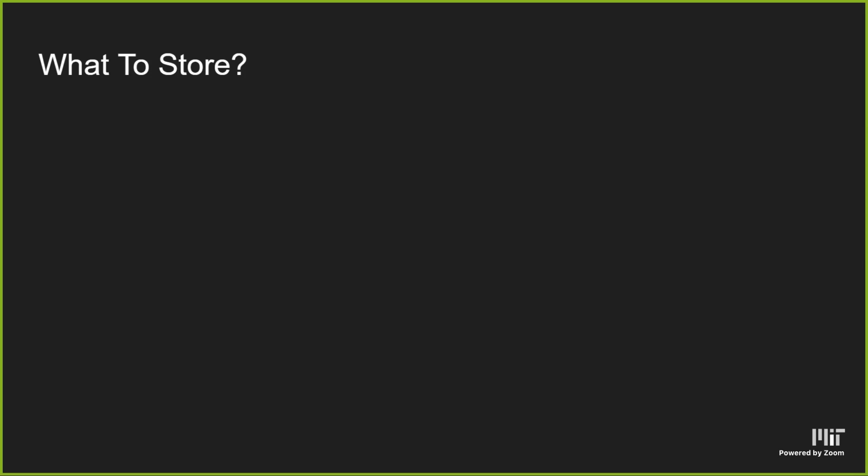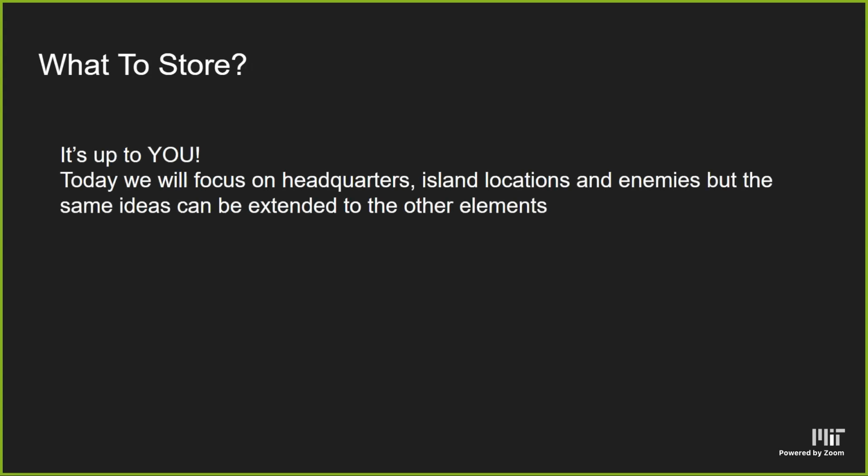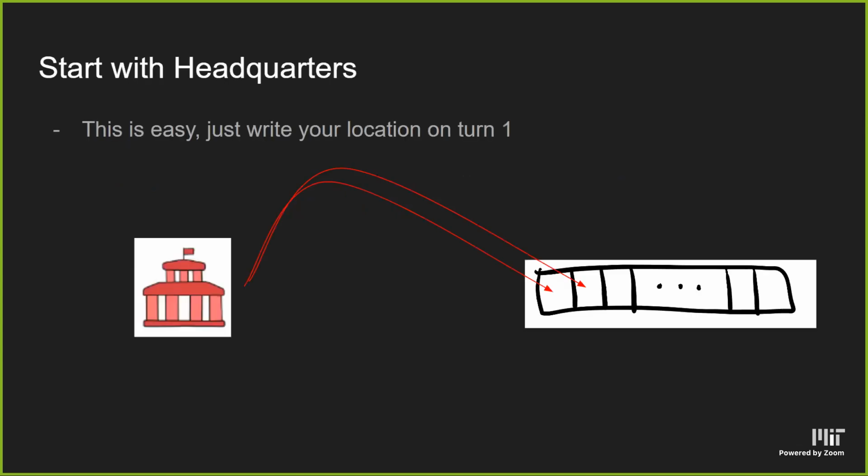Well positions? Okay, that's a great one. Headquarter positions? Yeah, headquarter locations. Okay, great. So honestly, it's up to you. Well locations might be a great thing. I think that's probably a great thing to add to your robot. But today we're going to focus on headquarter locations, island locations, and some ideas of how to store enemies. But these same ideas, how we're going to store these things, can definitely be extended to other elements. So definitely that's something to integrate into your own robots.